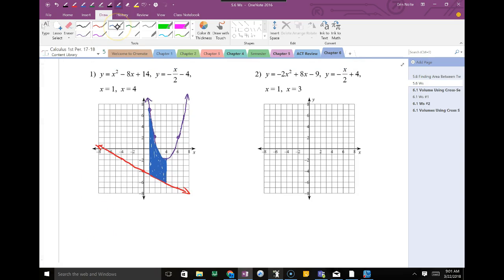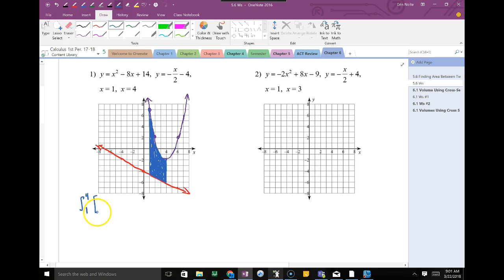All right, so I'm going to do my integral. So my integral goes between which two x values? The integral from the lowest x value to the highest x value. So that was a question. Between which two x values? 1 and 4. There we go. Between 1 and 4. So I go 1 to 4.